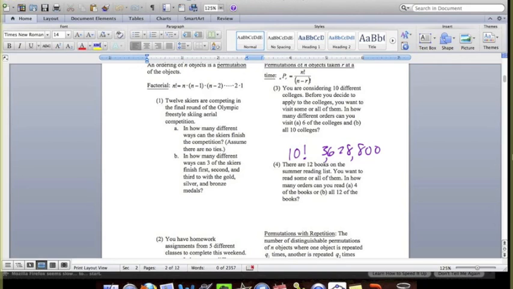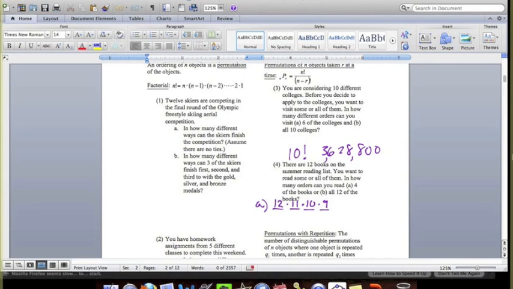There are 12 books on the summer reading list. You want to read all or some of them, and how many orders can you read 4 of the books? So 1, 2, 3, 4 choices I'm making. For my first choice, I could choose any of the 12 books. 11, 10, 9. And you could just type that in and that would give you the answer.